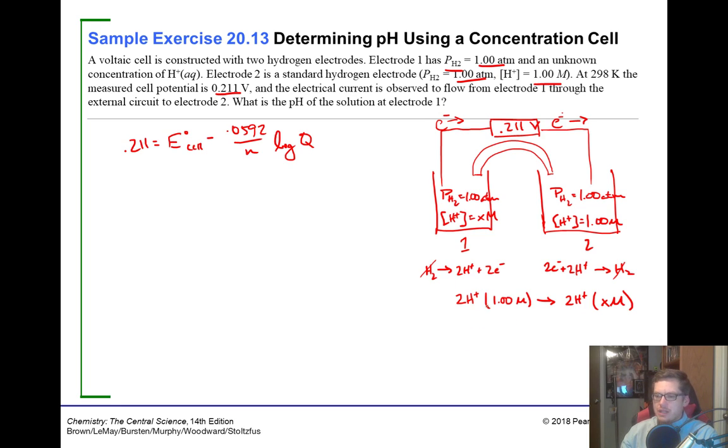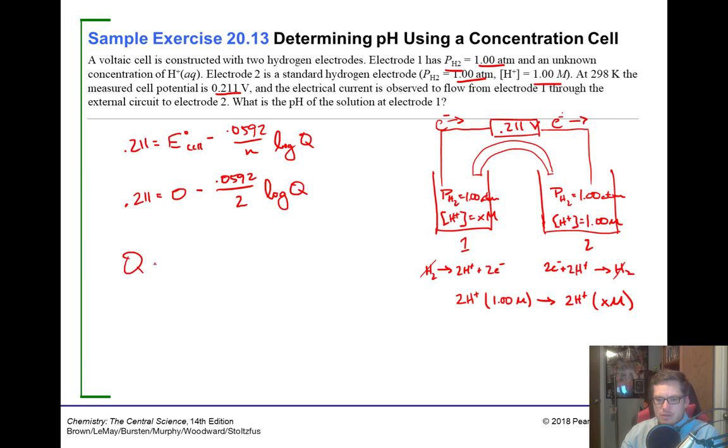Now, to do cathode minus anode, since they're both hydrogen cells, they're both defined as 0, so our E standard is equal to 0. So this becomes 0.211 is equal to 0 minus 0.0592 divided by our N value. Our N value was 2, because that's how many electrons are being transferred, times the log of Q. To solve for Q, the 0 goes away, and we multiply by 2 divided by 0.0592, and then 10 to the whatever for that.